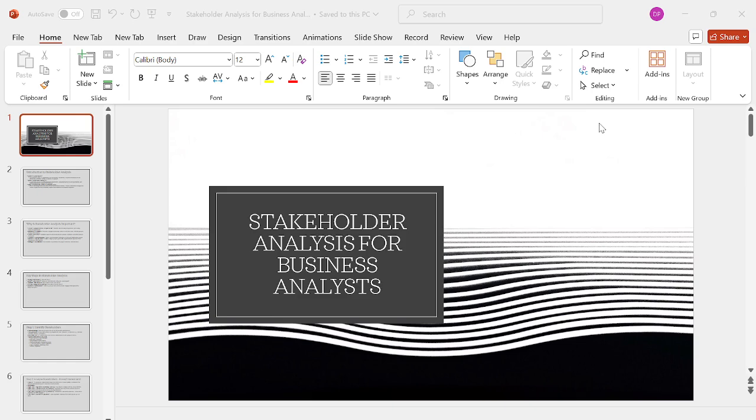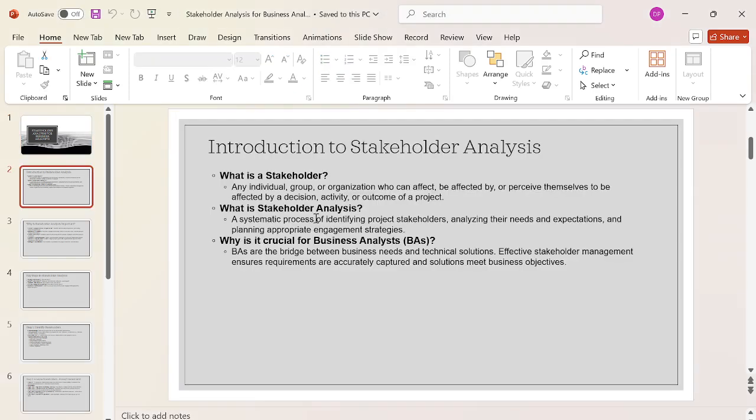So the first one is the introduction to stakeholder analysis. I'll explain what a stakeholder is, who a stakeholder is, and how to do the stakeholder analysis, and why it is crucial for the business analyst role.